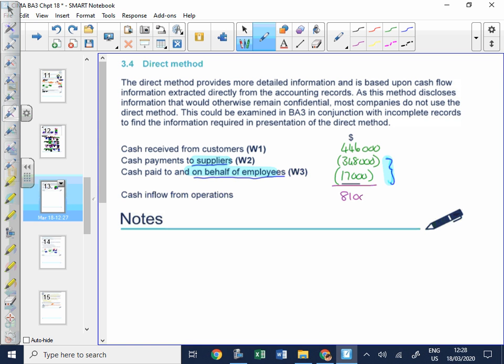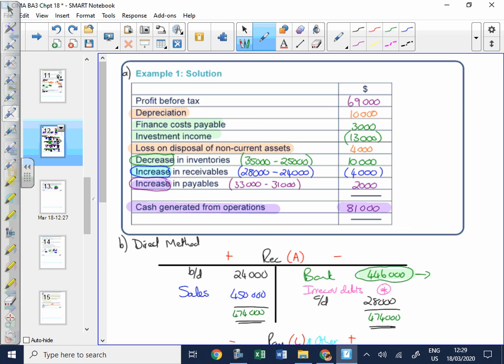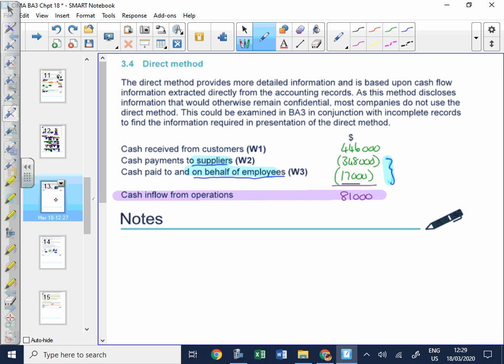Cash from operations is $81,000, which is exactly what we got on the indirect method. So it doesn't matter which method you use, you must get to the same cash generated from operations.